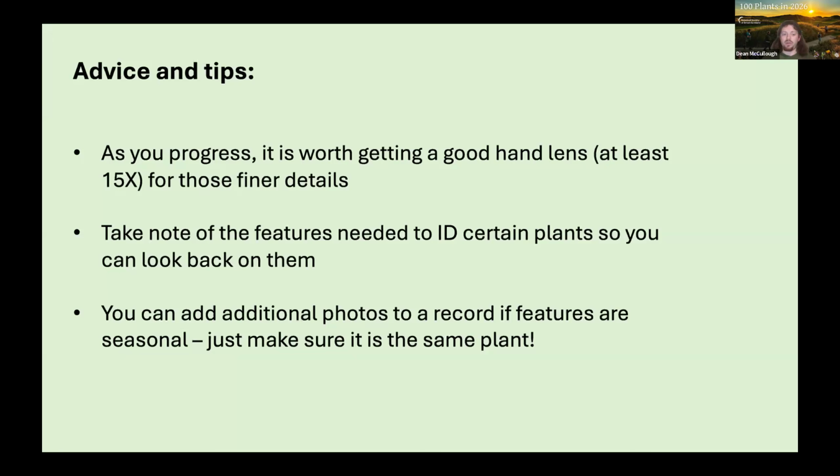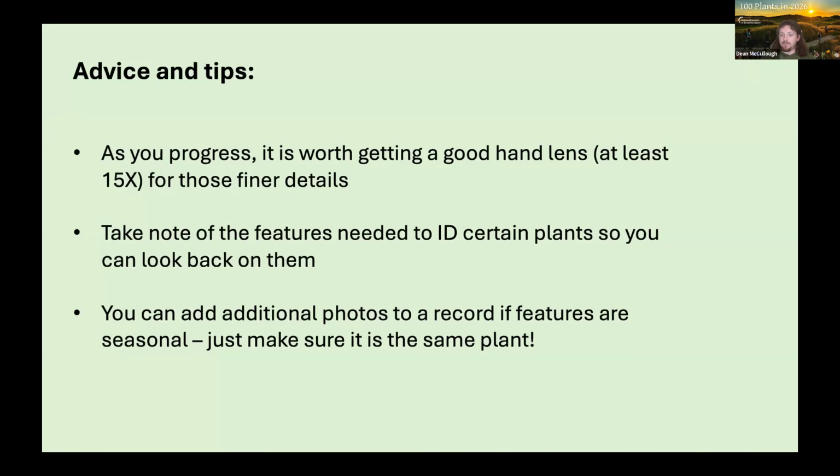It's up to you what you're willing to buy. Second point, take note of the features needed to ID certain plants so you can look back on them. It is okay to upload photographs of plants and think that it's plant X, but it actually turns out it's plant Y. The old adage, you learn from your mistakes.